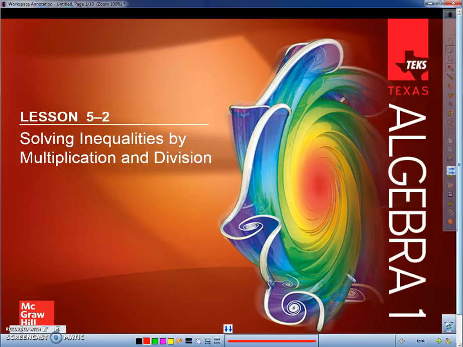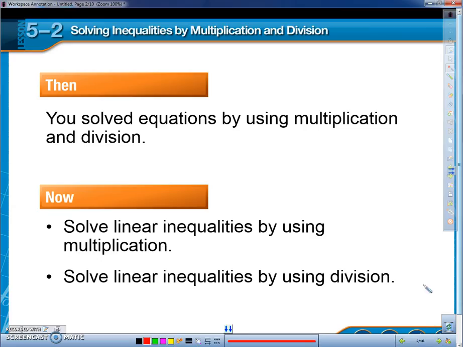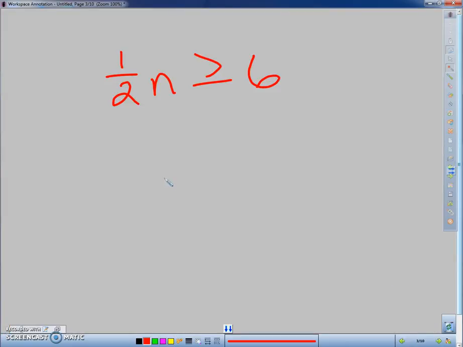All right. So anyway, we're in 5-2, solving inequalities by multiplication and division. It's very similar to what we did when we solved equations, just like the adding and subtracting we did in class today. So we're solving them by using division and multiplication. I'm not even going to go through those slides about the multiplication property and division property. I'm just going to go right into it.